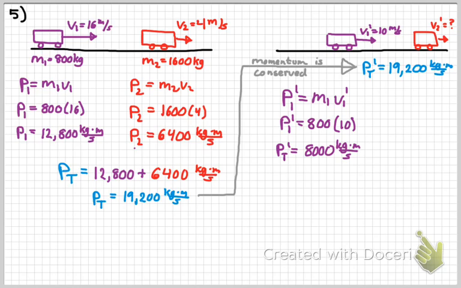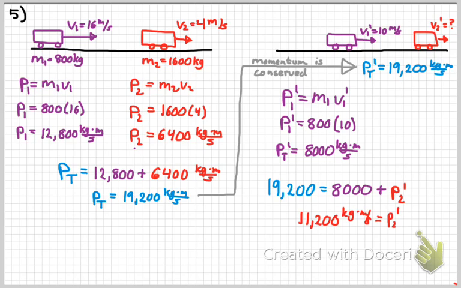The total has to be 19,200. So I'm going to set 19,200 equal to 8,000 plus the momentum of the second car after they collide. So when you subtract the 8,000 from both sides, that gives you 11,200 kilogram meters per second equals the momentum of the second car after the collision.